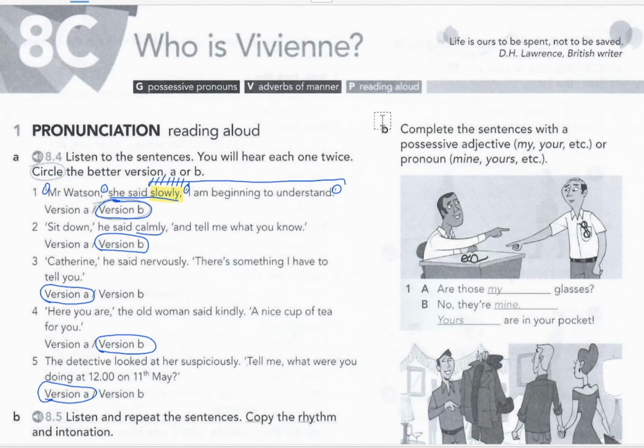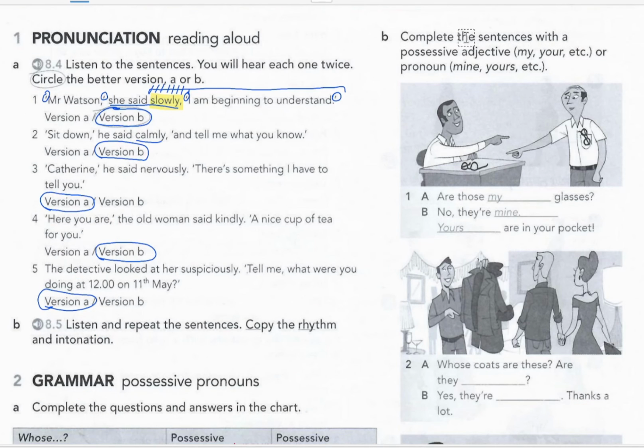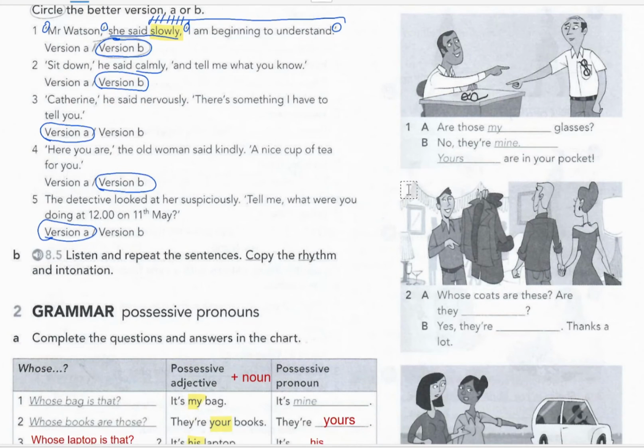Right. Exercise B is asking us to complete the sentences with a possessive adjective, my, your, etc., or a pronoun, which is mine, yours. Okay, so we'll do that. But again, I'm going to quickly remind you: possessive adjectives, we must use them with a noun. Possessive pronouns, we can use them alone. Yes? So if we know this rule, we shouldn't make mistakes.